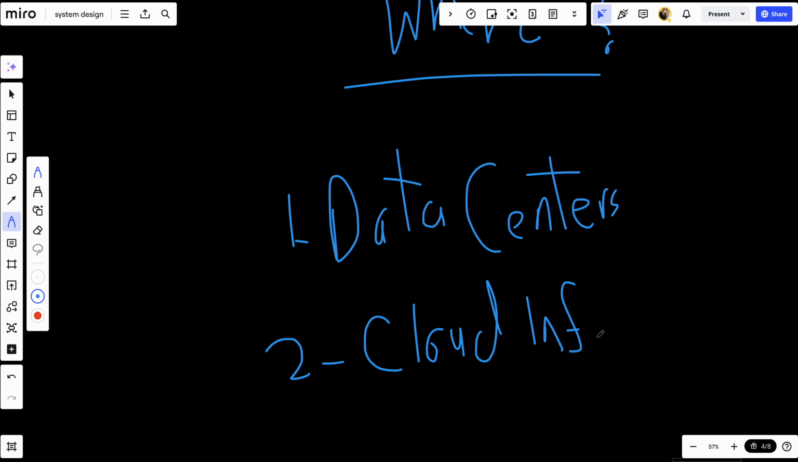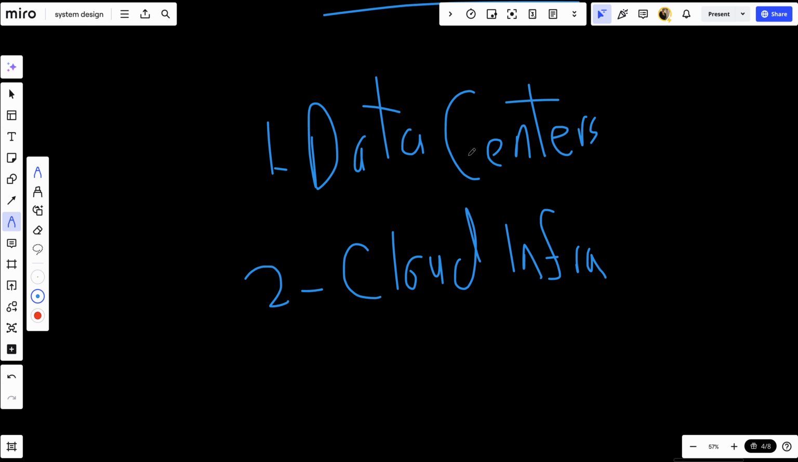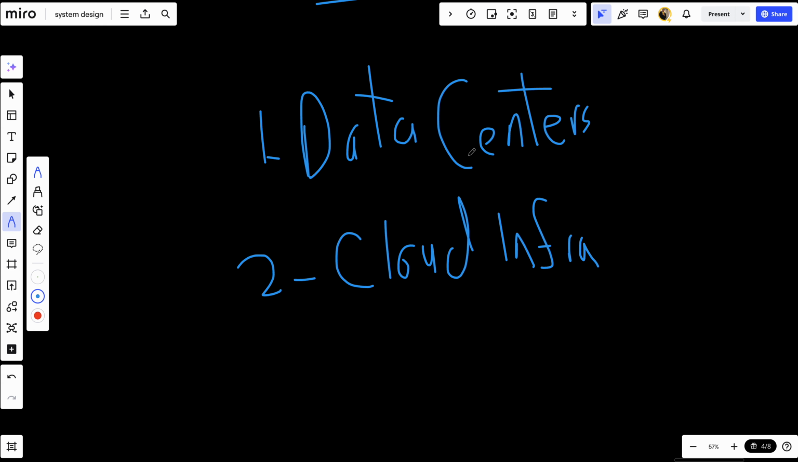And number two, we use redundancy in cloud infrastructure. Cloud providers like AWS and Google Cloud offer built-in redundancy through services like multi-region deployment and availability zones, ensuring that applications remain available even during hardware or regional failures. A use case for that is hosting a web application across multiple availability zones so that if one zone experiences an outage, the app is still accessible from the other zones.